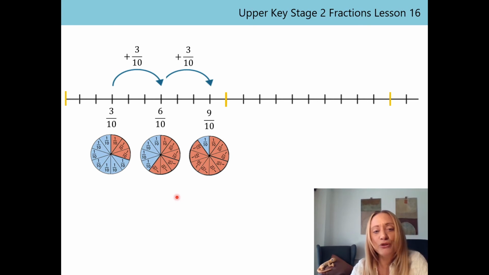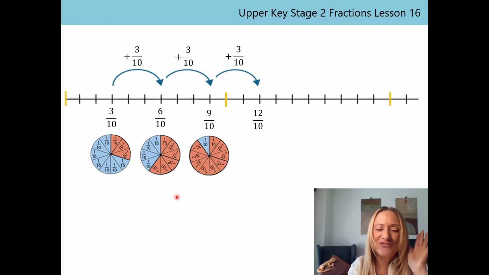So 9/10 plus another 10th would make 10/10, which is a whole. We're not going to add 1/10 though, are we? We're going to add another 3/10. Do you think you can put your finger where that will be and tell me how many tenths we have altogether? So 9/10 plus another 3/10 is 12/10.